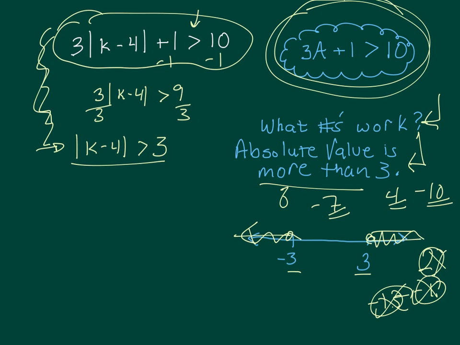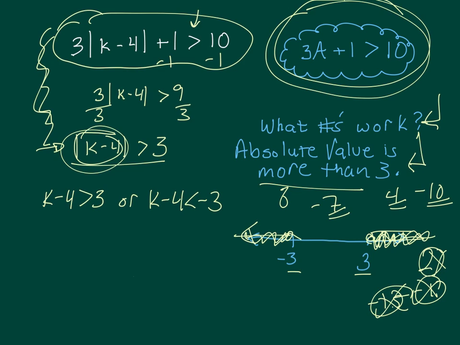So it's got to be something like this: k minus 4 has to be more than 3, or the k minus 4 has to be less than -3. And if I solve both of those inequalities, I'm going to find all the numbers that live over here, all the ones that are more than 3, and all the ones that are over here, less than -3, that satisfy this expression. And now solving from here is your Algebra 1 type stuff.